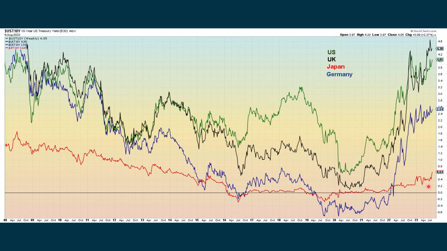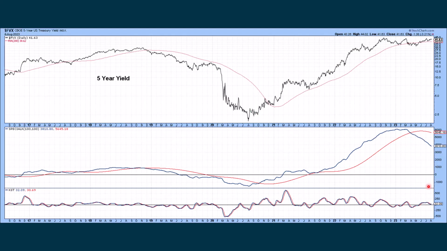That eventually could bleed over into the US market. Looking at just a study of the 5-year yield, we're still above this dashed moving average. But when we look at the special K, which is a long-term momentum oscillator, we're in a decline. We're pretty much flat with the KST, which is another longer-term momentum oscillator.